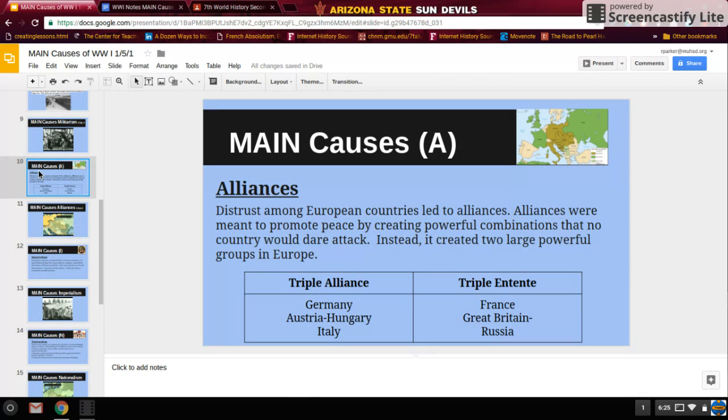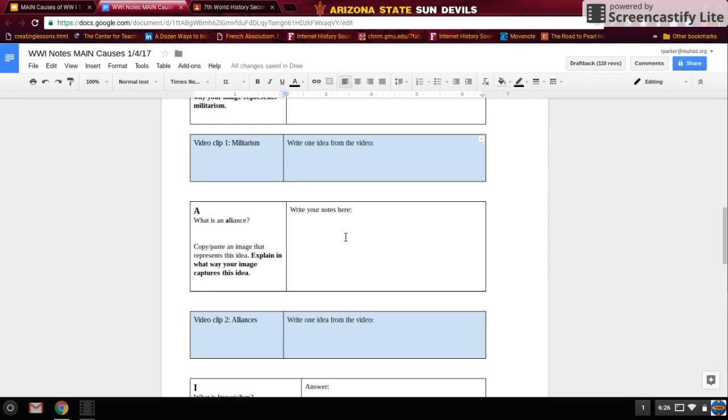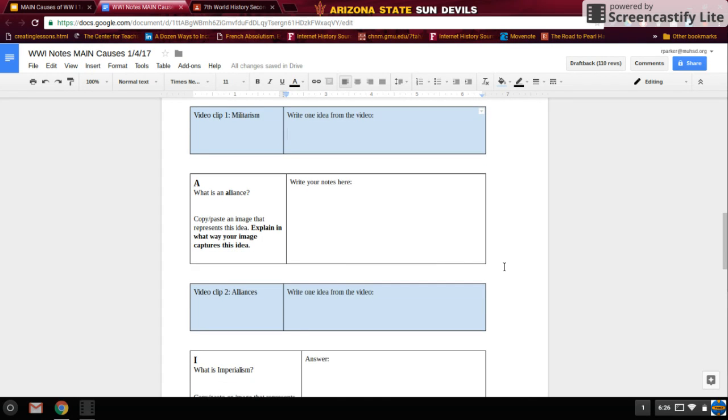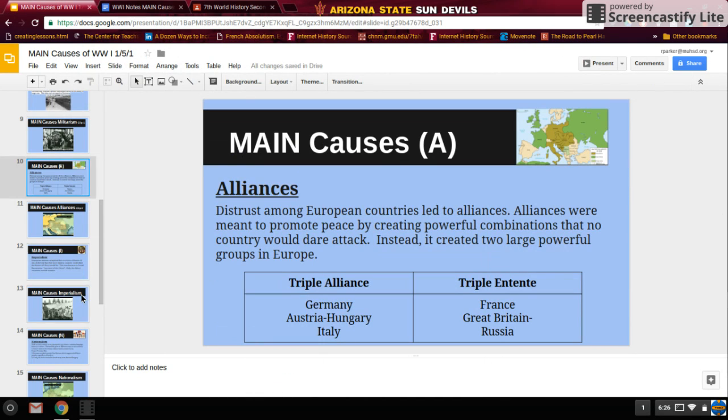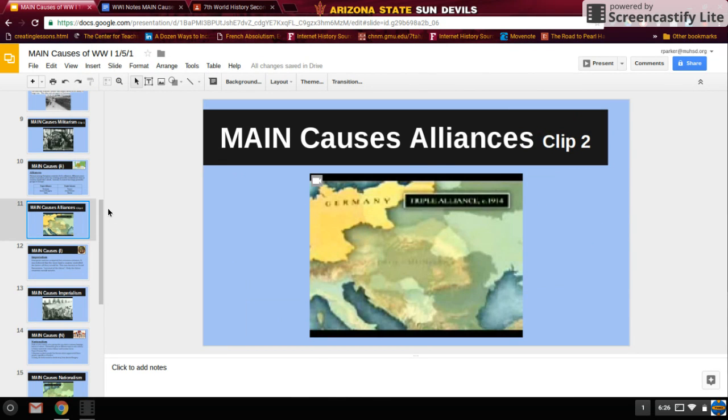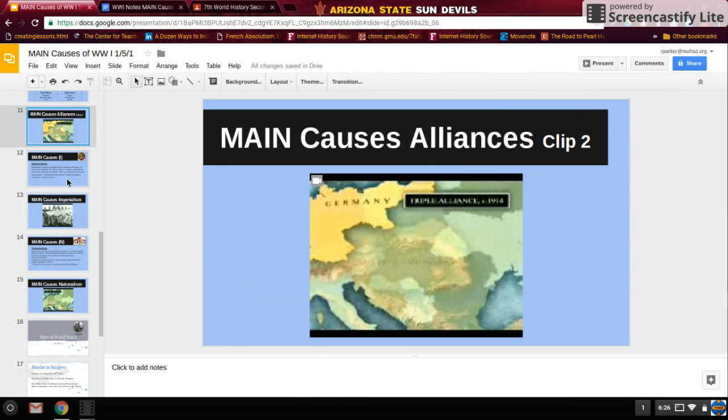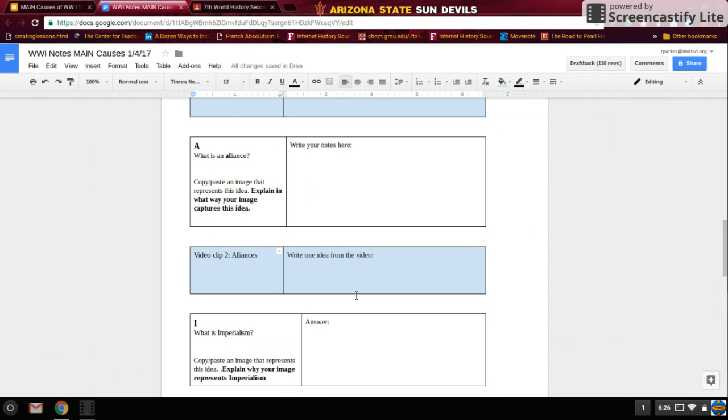And these were the Triple Alliance, which consisted of Germany, Austria-Hungary, and Italy, and the Triple Entente, which consisted of France, Great Britain, and Russia. Now you will put those in your A box here. And just like with M, I would like for you to find an image of alliance and explain why that image represents alliance. And then also there's a short clip about alliances that you can get one piece of information on there and put it in your notes page.